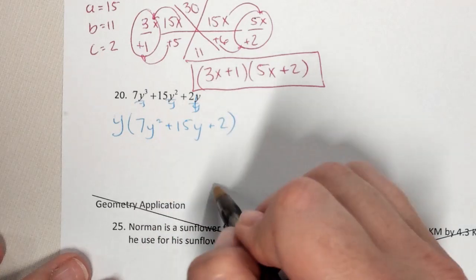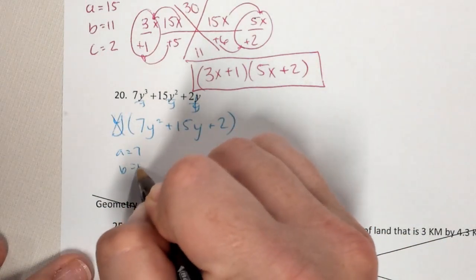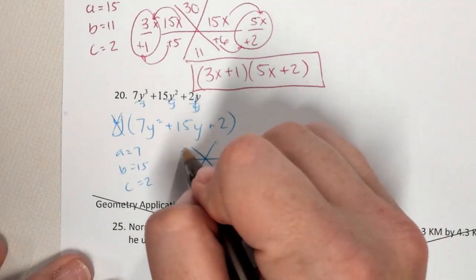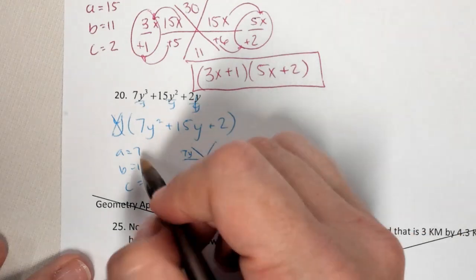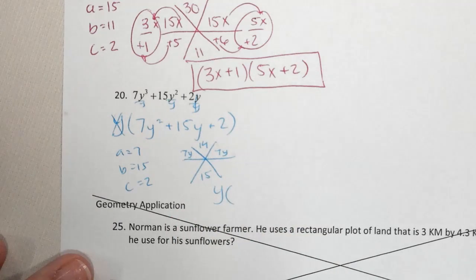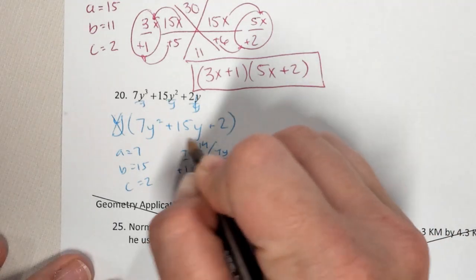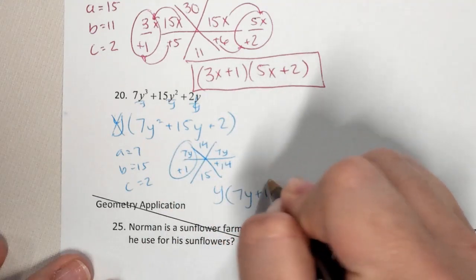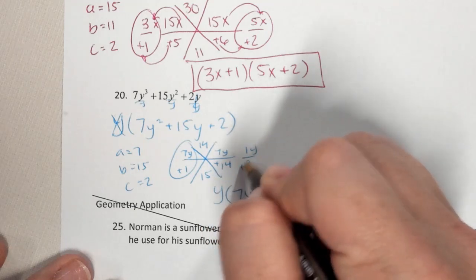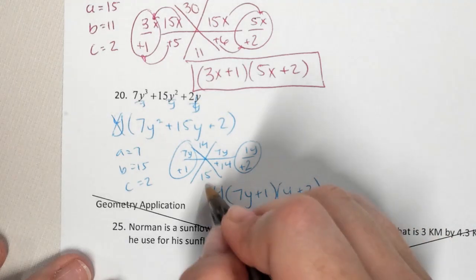Now, I know my y is going to go with my final answer, and I'm going to ignore it for now. So a is 7, b is 15, c is 2. So 7y, 7y, 7 times 2 is 14, b is 15. Remember, when it's one off, it's just 1 in itself. So this doesn't simplify. 7 over 14 simplifies to 1/2. And there's my answer.